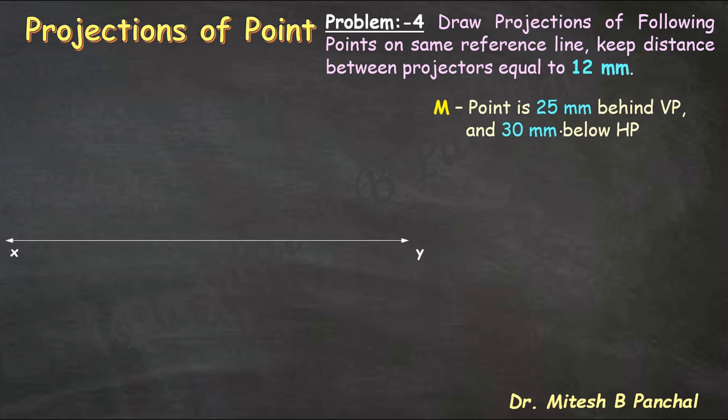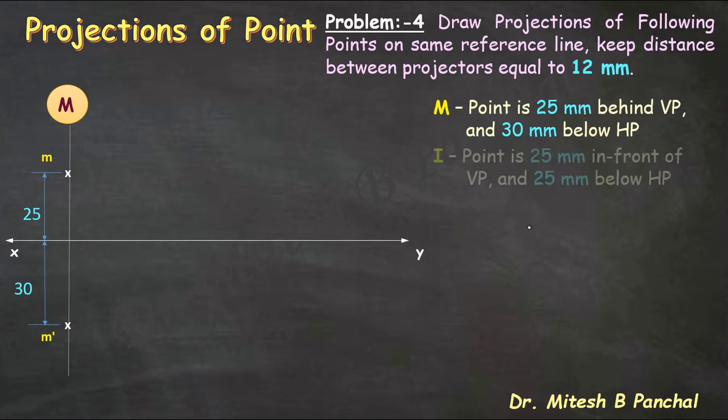Also, the dimension with respect to VP is given, that is 25 mm. So top view of point M, that is small m, will be 25 mm above XY line. So when you draw the projections of point M, it will be like this. Top view of point M is 25 mm above XY line, and front view of point M, that is M dash, is 30 mm below XY line. Here front view is below XY line and top view is above XY line, as the point M is in third quadrant.